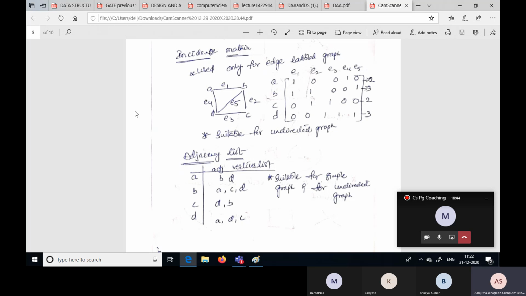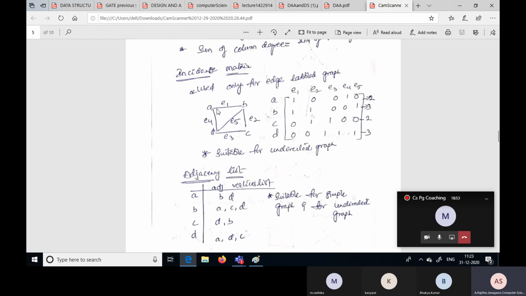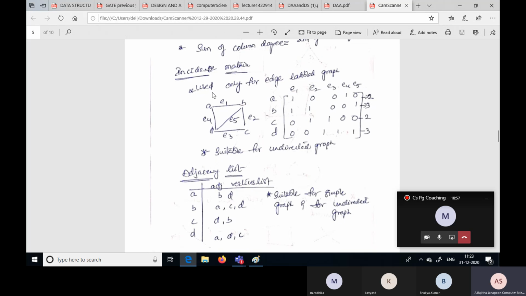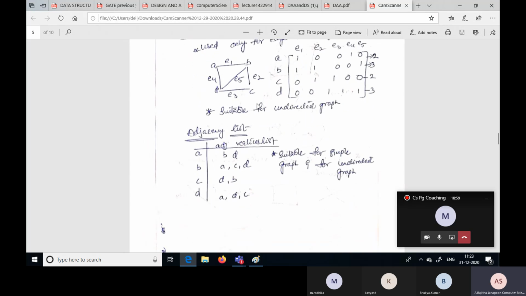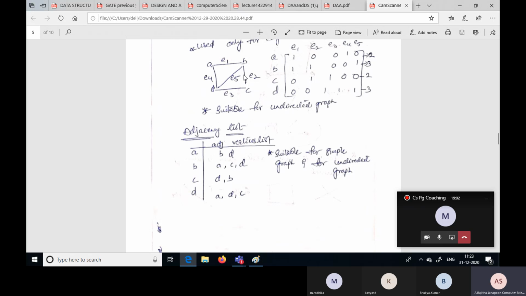Whenever the graph is given like this with edges also, that is, when it is given along with edge labels, then it is an edge labeled graph. Only when it is given in this form. If no labels are given, you can directly move to the adjacency matrix. If any labels are given, then you can move to it like this.